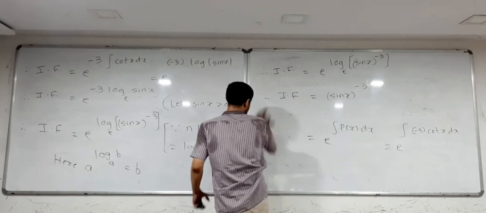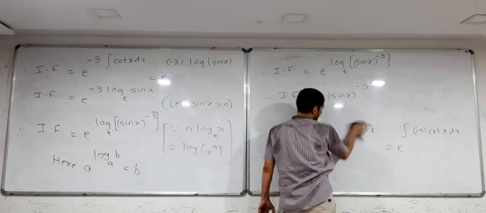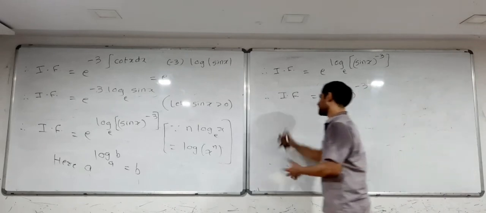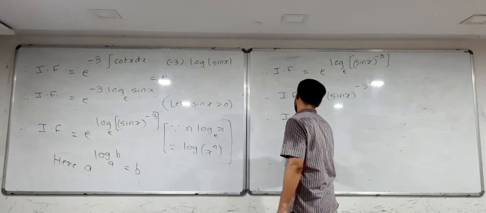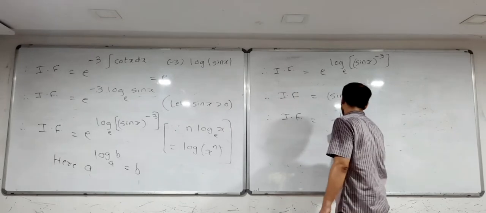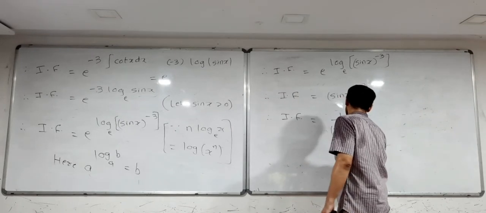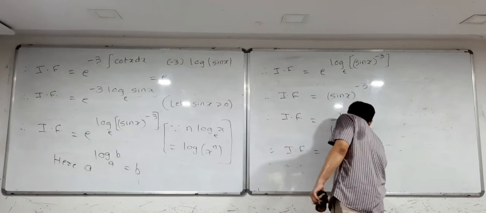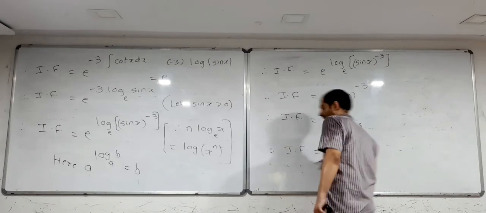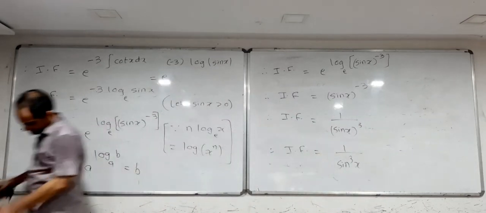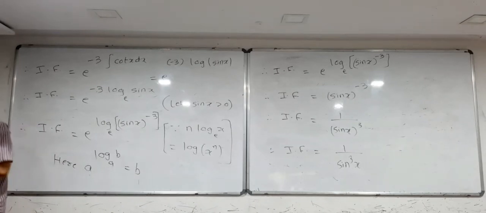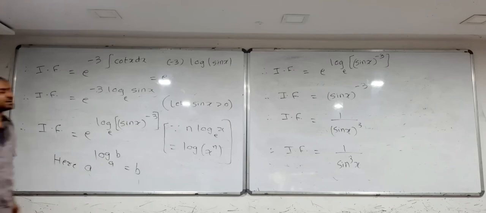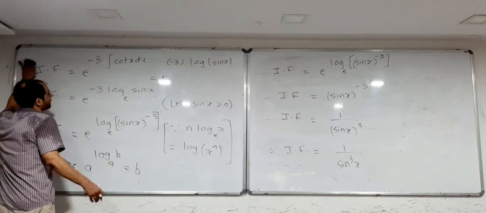What is sin x raised to -3? 1 upon sin x raised to 3, so 1 upon sin cube x. You can write that as cosec cube x. So integrating factor is equal to 1 upon sin x whole raised to 3, which is 1 upon sin cube x. Now 1 upon sin cube x, you can write as cosec cube x, not a big problem.